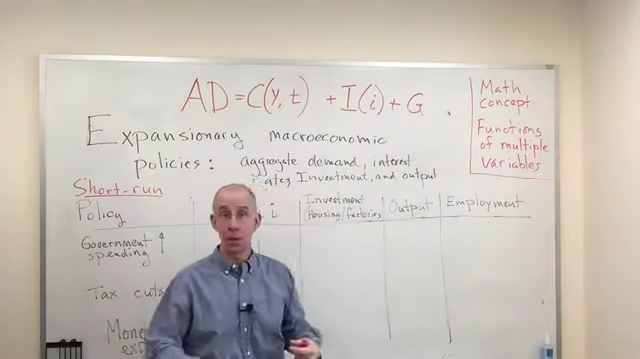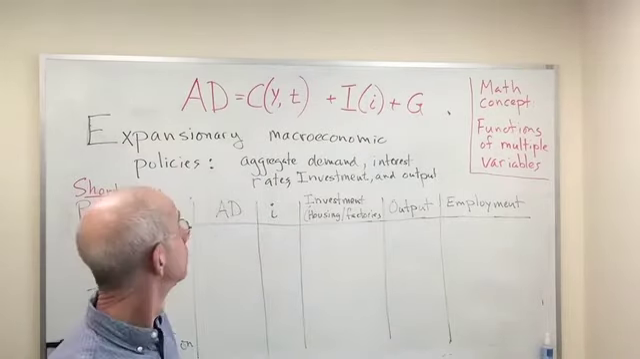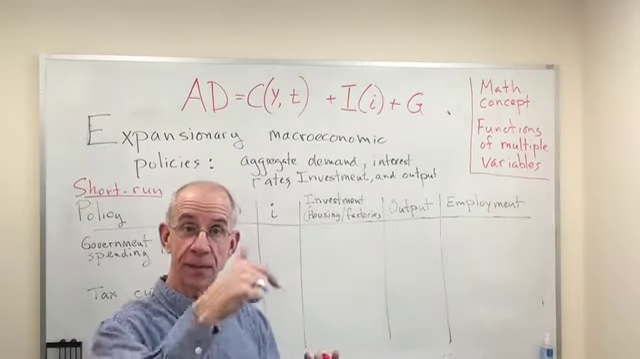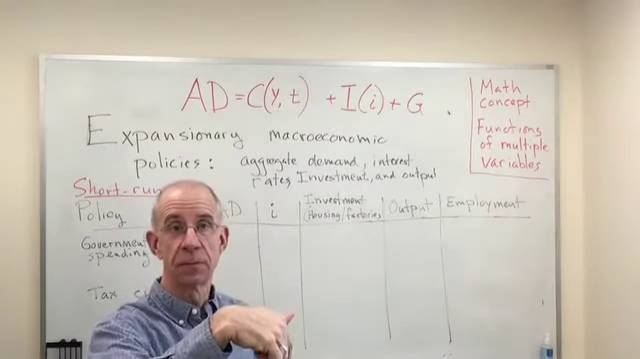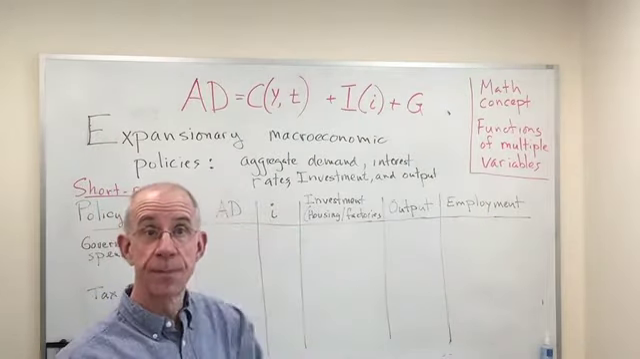Consumption will increase with national income. Consumption will increase if taxes go down. Okay, so if T goes down, consumption will go up.